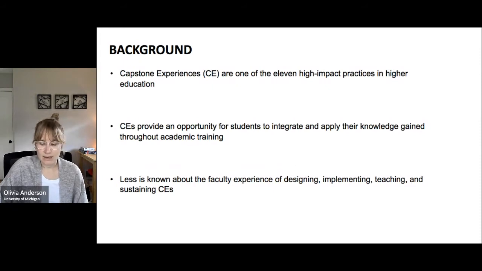There's been evaluation of student perceptions of capstones in terms of their usefulness for the institution or even programmatic level implementation of them. But the understanding of the faculty experiences of designing and teaching capstones is limited.